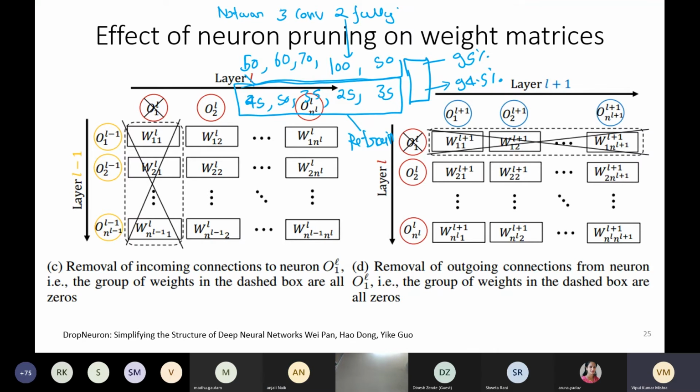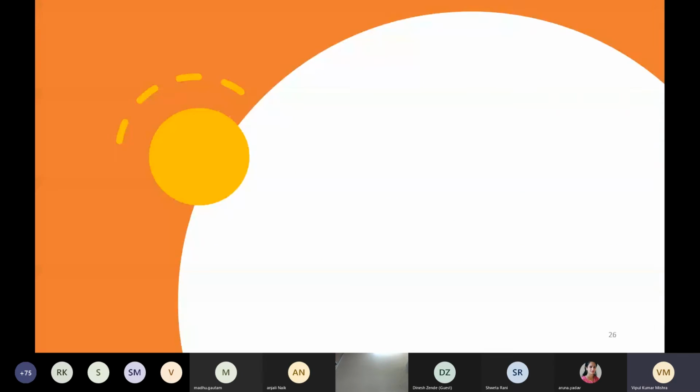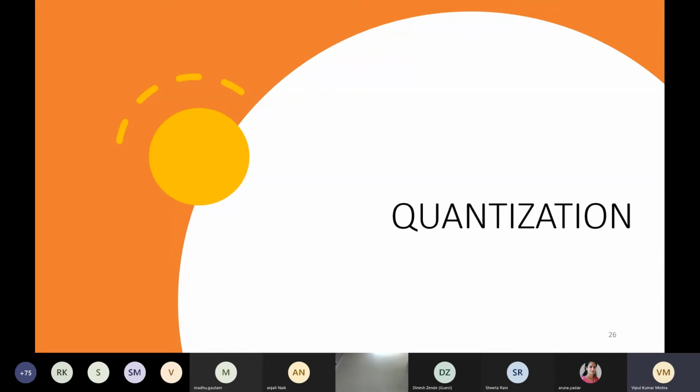So this is one method, the pruning method. Then there is another method, that is quantization. Sir, one more doubt. Yes, please. Sir, how to select the threshold in pruning?